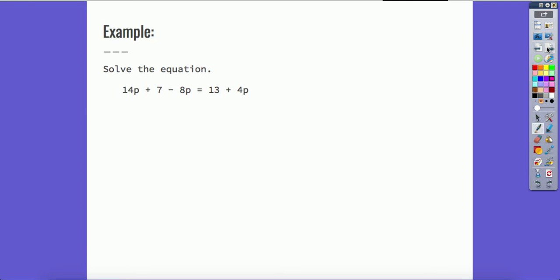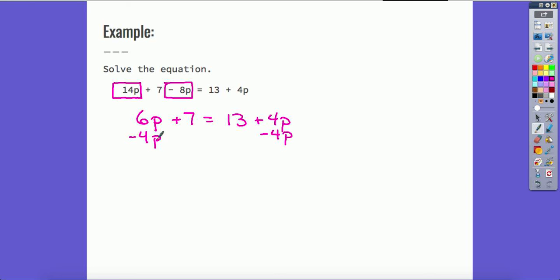So this one is, first of all, got some like terms in it on the left side, so I want to simplify those before I start to solve anything at all. Okay, so I've got 14p minus 8p is going to be 6p plus 7 equals 13 plus 4p. And again, I want to get this p term right here so that it's with its like term on the other side of my equal sign, so I need to subtract it because it's positive 4p. So I will subtract it, and these are going to cancel.